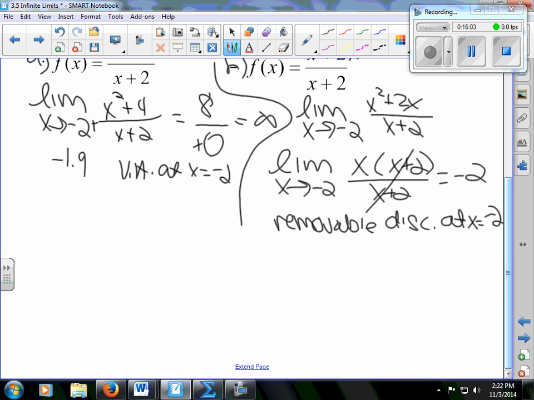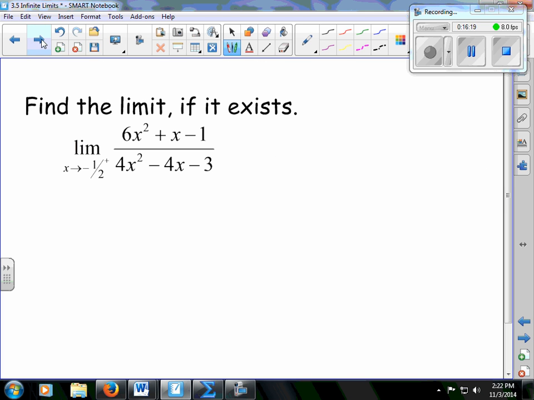There's still no value of the function at negative 2. You're never allowed to divide by 0, ever. But if you cancel, then you get a hole, not an asymptote. So a hole is a removable discontinuity. So this is an example in which we have a removable discontinuity, not an asymptote.